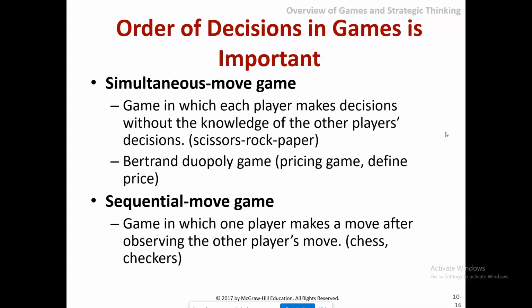Sequential move game refers to a game in which one player makes a move after observing the other player's move. Examples would be playing chess or tic-tac-toe. There are many situations in the economic world where firms play sequential move games, and we will discuss more later.